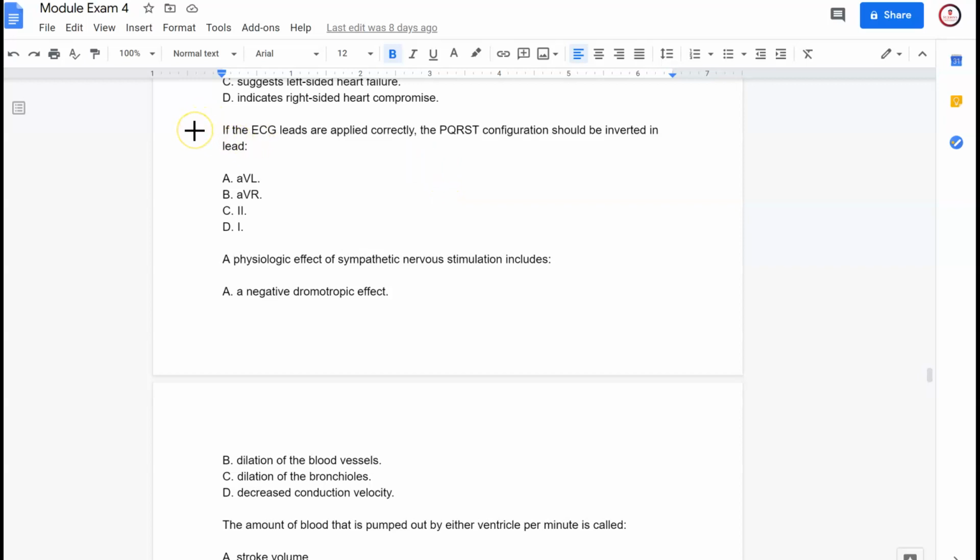If the EKG or ECG leads are applied correctly, the PQRST configuration should be inverted in which lead? So, right, we remember that the P wave is usually upright, and then your QRST is also in the same fashion. The only lead that is inverted is our long forgotten aVR, where the P wave, remember the view is different, and the QRS goes this way. Actually, the T wave goes down.